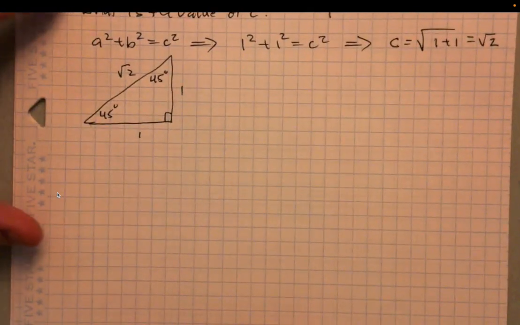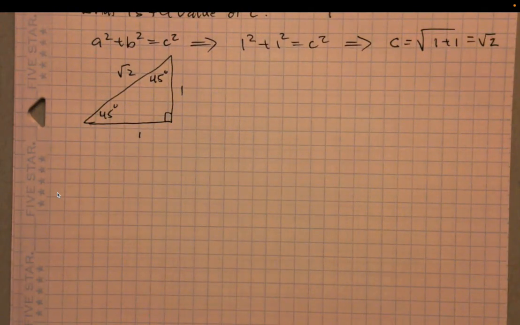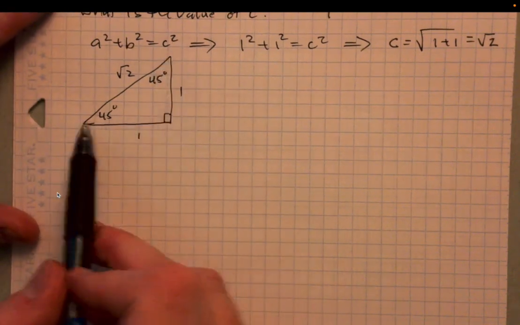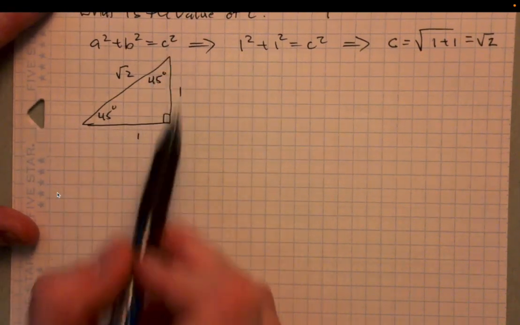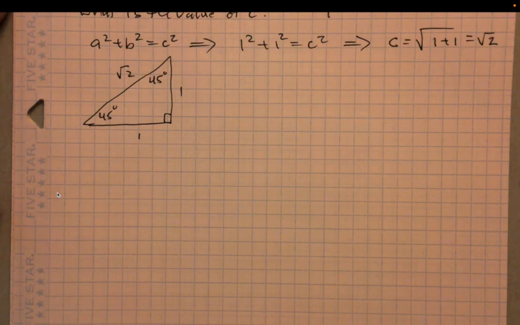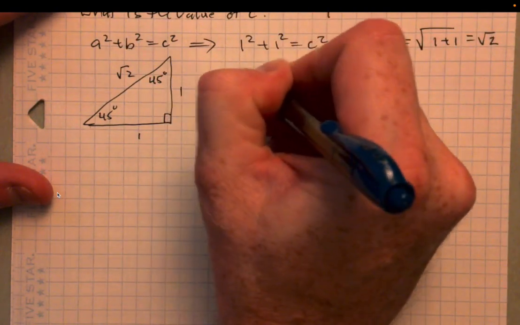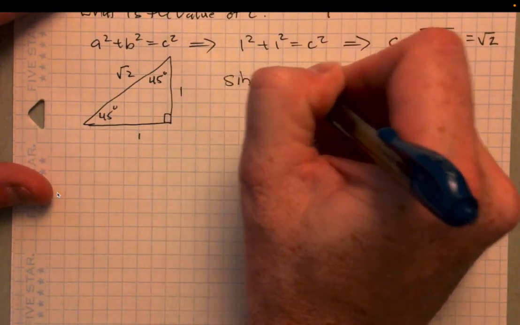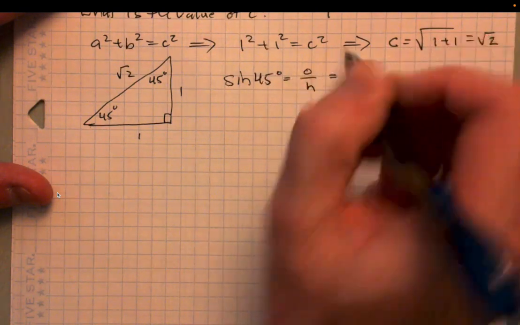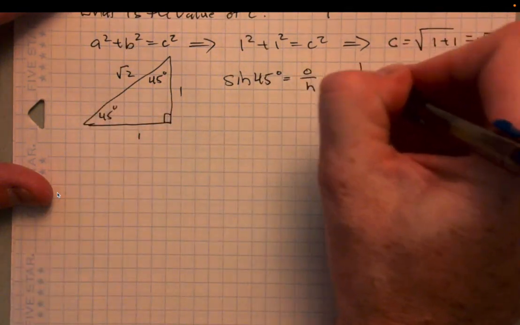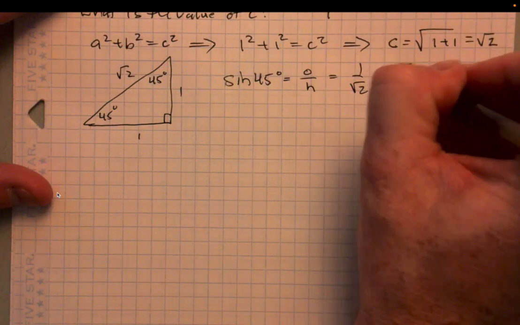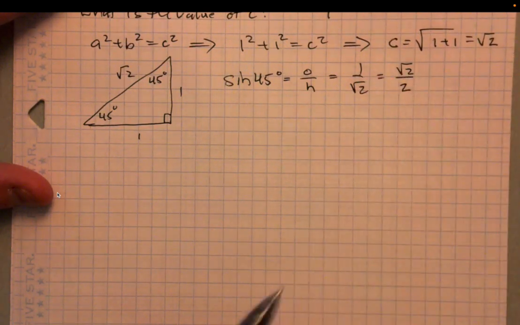Okay. All right, and so once we've got the triangle that we want, where both legs are 1 and the square root of 2 is the hypotenuse, then we can easily just apply right triangle trigonometry to figure out what all of the trig functions are. So the sine of 45 degrees is equal to the opposite over the hypotenuse, and so that's 1 over the square root of 2. And if you rationalize that, you get square root of 2 over 2.